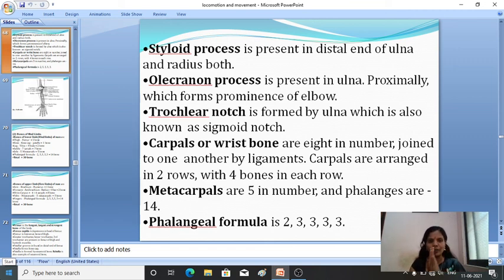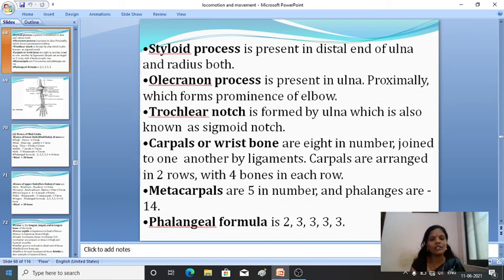Next come the different processes which are associated with bones. First is the styloid process. It is generally present in the distal end of the ulna and the radius. Okay. Next, the olecranon process, it is present in the ulna proximally, forming the prominence of the elbow. Next, the trochlear notch, it is formed by the ulna, which is also known as the sigmoid notch.